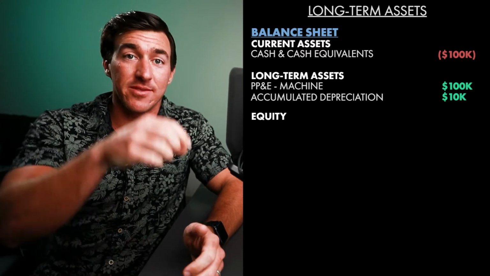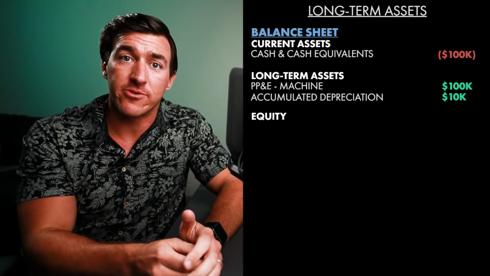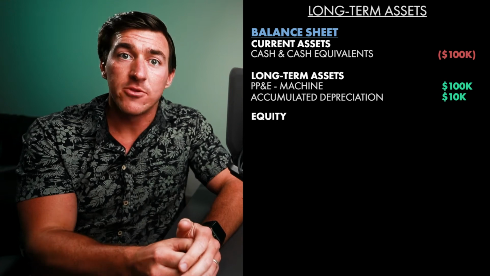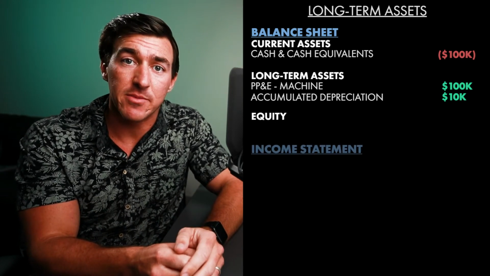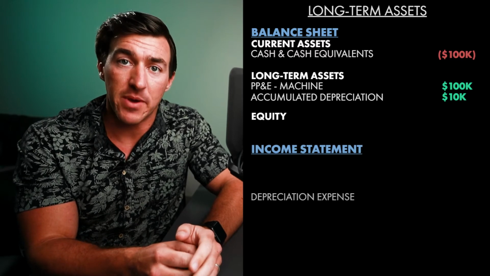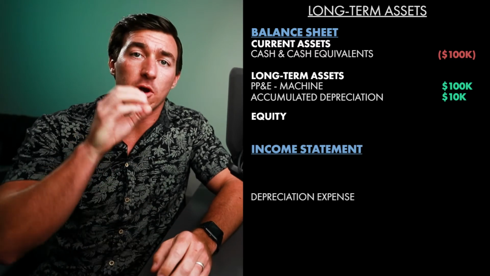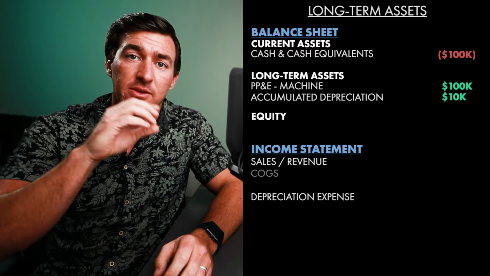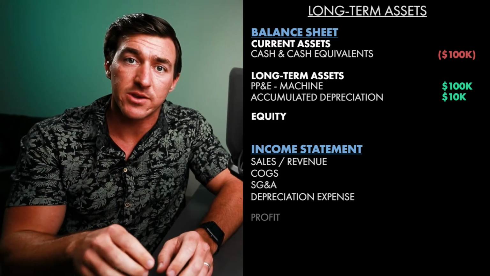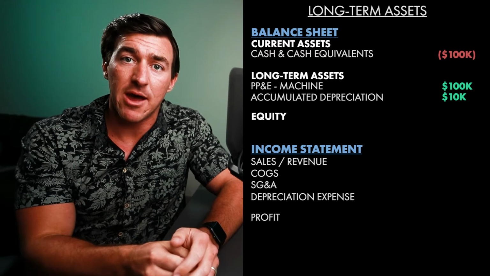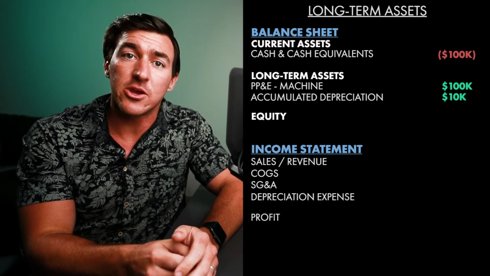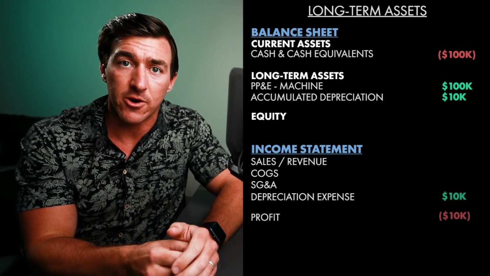Now, at the same time, since assets have fallen, something else also has to fall for our equation to remain the same. So, where else does depreciation work? It also touches the income statement as depreciation expense. And remember, we start with sales, we take away all the costs and the expenses, and we eventually get down to profit. So if expenses increase, then profit decreases by that amount. So we'll see that it actually decreases profits by that $10,000 too.